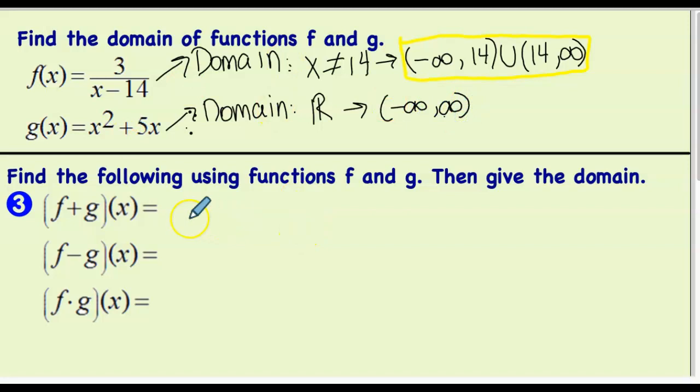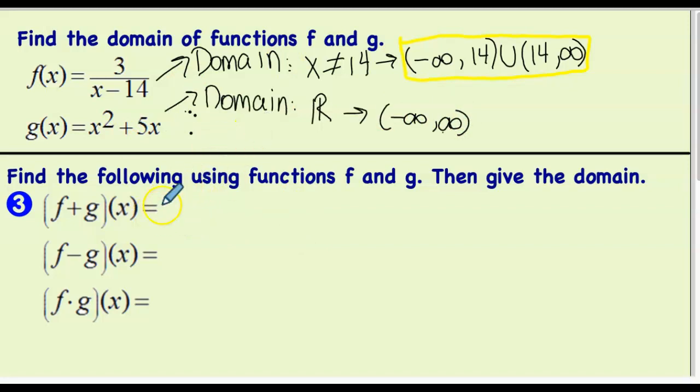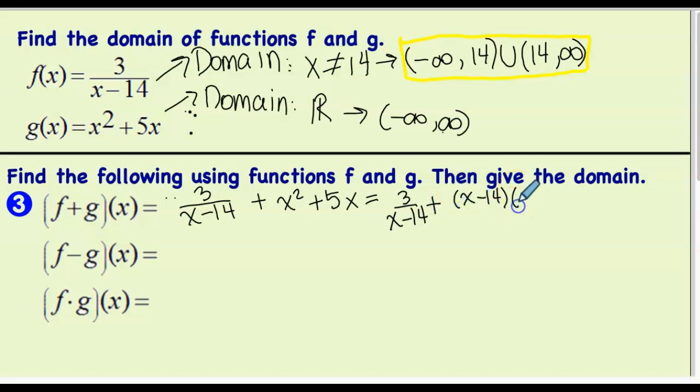So now we're going to add those functions, subtract them, and multiply them. Then we'll look at the composition, which is going to be a little bit more complicated. So if I add them, I do have to add a fraction plus a quadratic. And when I do that, I do have to get the common denominator. So x minus 14 is my denominator. So I have to multiply the top and the bottom of x squared plus 5x by x minus 14. So it's going to look like that. And there's the common denominator.